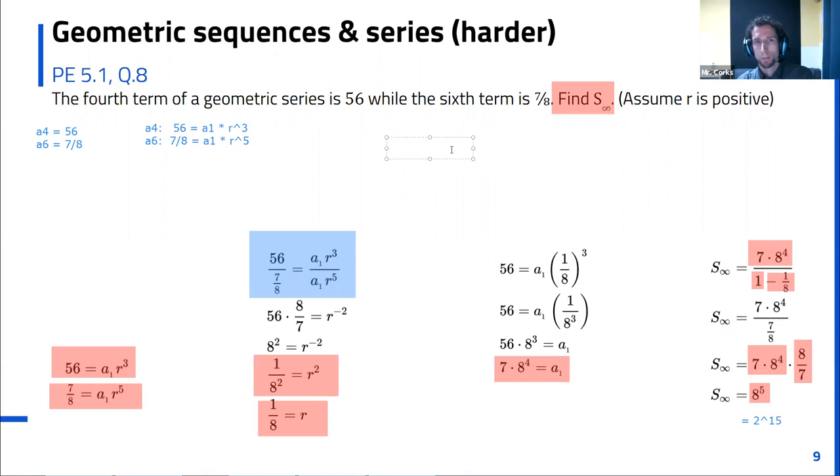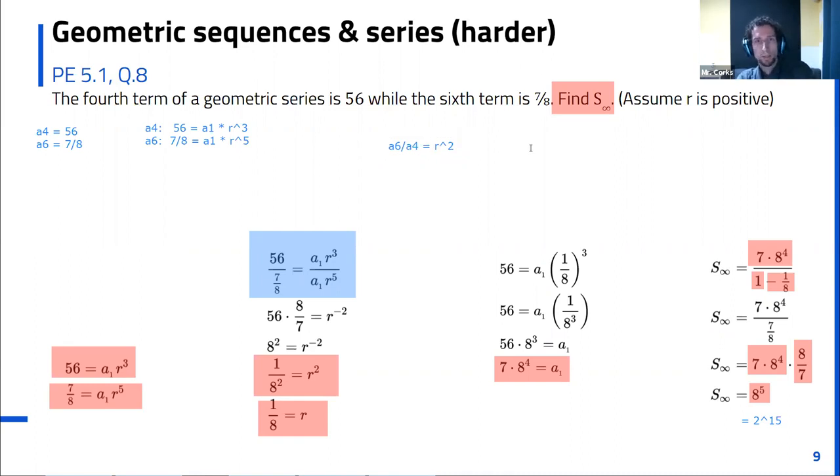There's a shorter method that we could have done here. Does anyone see what that might have been? We had to divide a6 by a4. Yes, a6 divided by a4 would equal what? R squared. Any term divided by the previous term is r. So dividing by two previous terms should give us r squared, because a4 times r squared gives us a6. Therefore a6 divided by a4 should give us r squared.